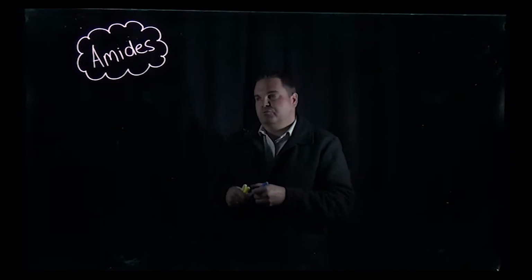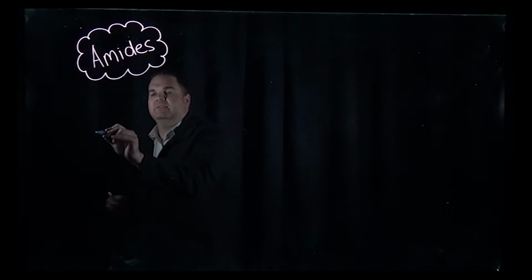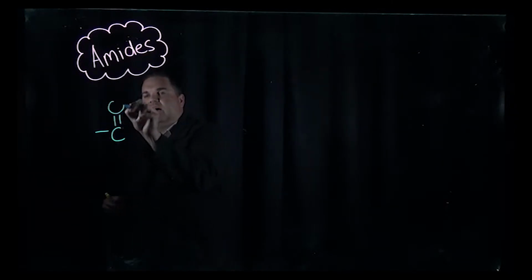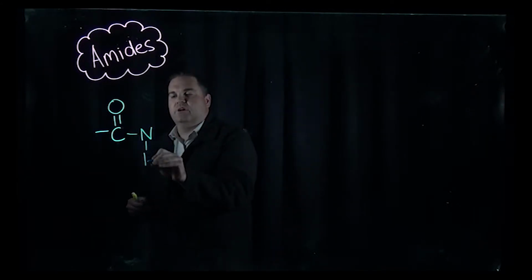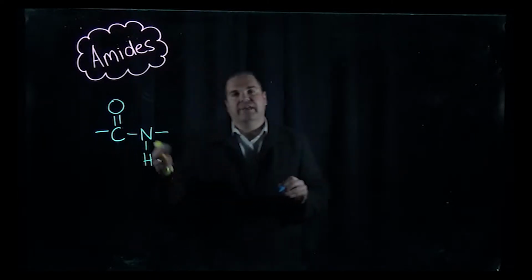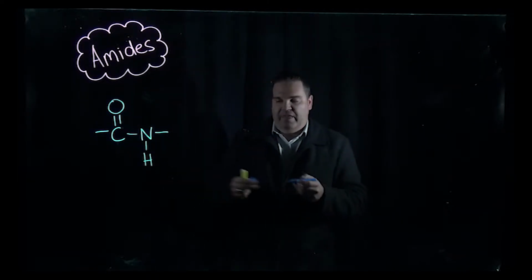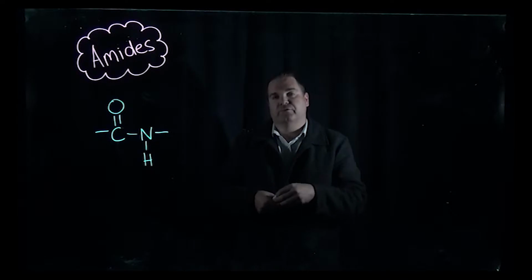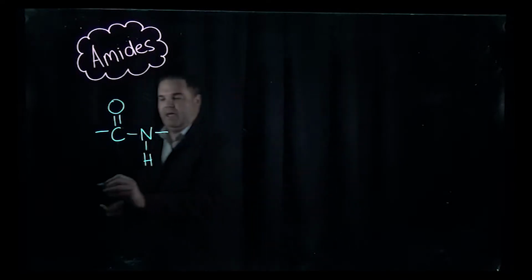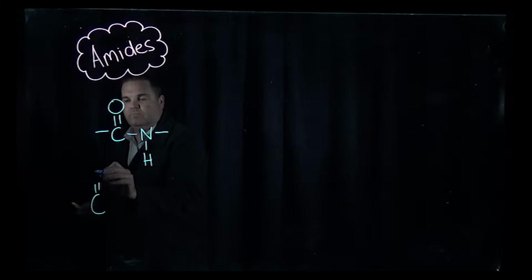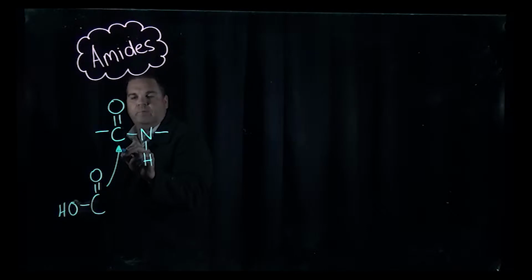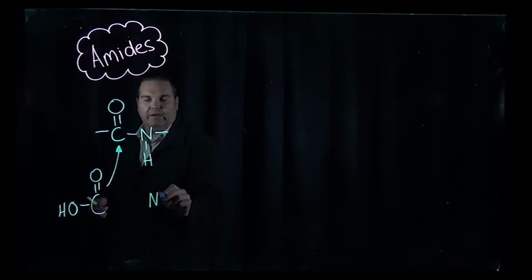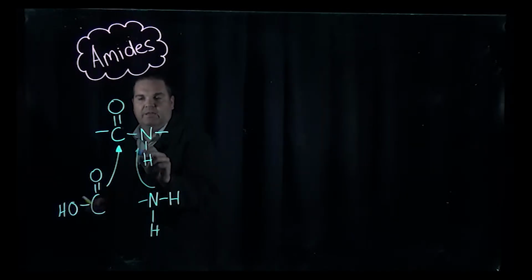So the amide functional group is this one. It contains a carbonyl, which is a carbon double bond oxygen, and then a nitrogen as well. Normally it's a nitrogen with hydrogen there. So that's the amide functional group. Now that comes from two different functional groups. It comes from a carboxylic acid, which comes in to make that part, and it comes from an amine, which comes in to make this part here.